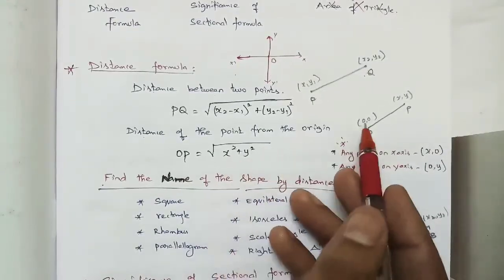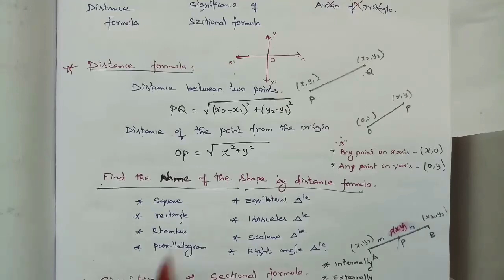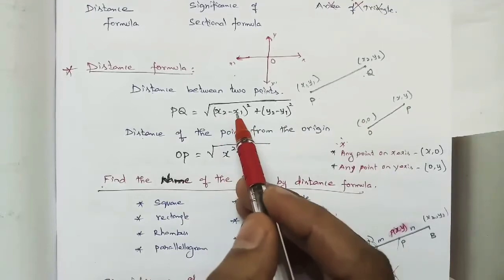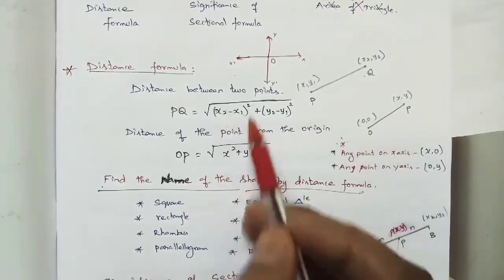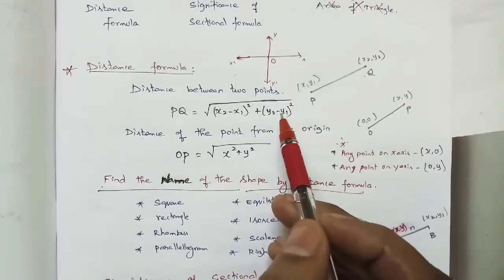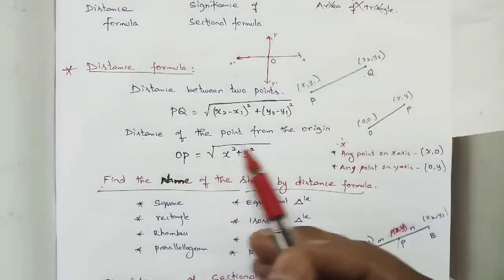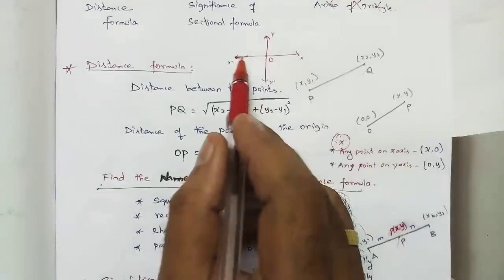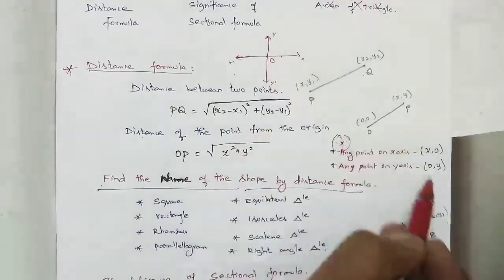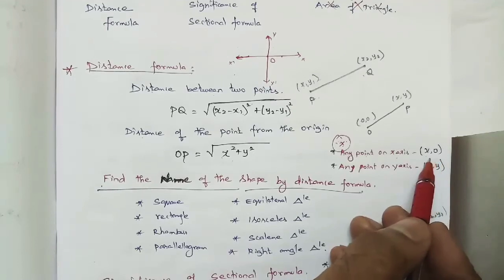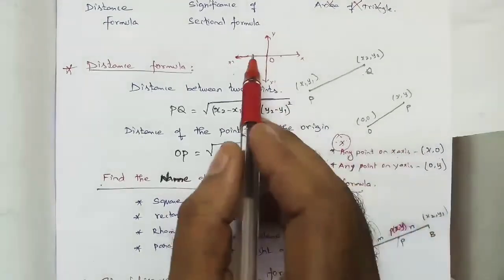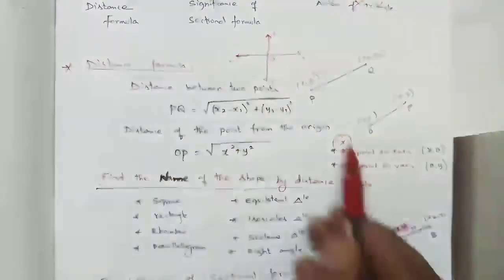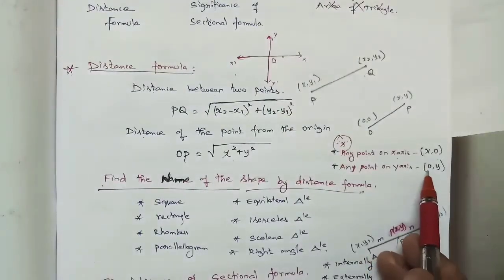How does it come? Very simple. Once again we are recalling. Here, this is x1, y1, and this is x2, y2. So x minus 0 the whole square, plus y minus 0 the whole square, and y minus 0 is y square. So OP is equal to square root of x square plus y square. Understood? Moreover, any point on the x-axis has the coordinates x comma 0, and any point on the y-axis has the coordinates 0 comma y, right?